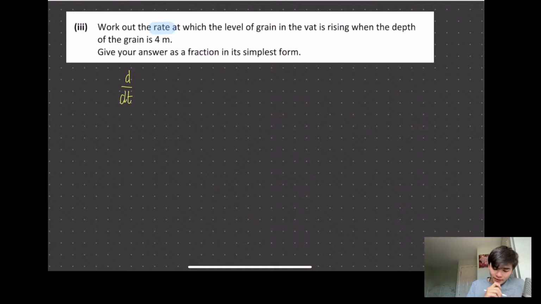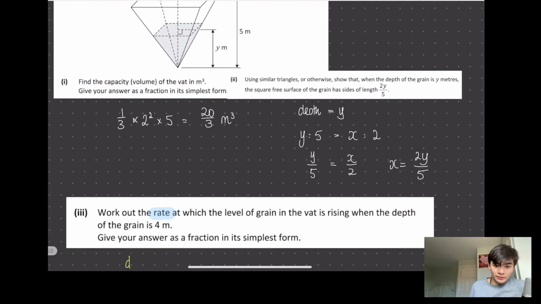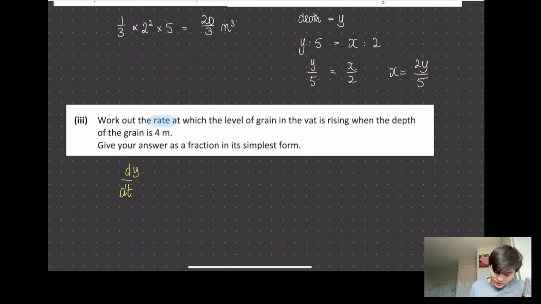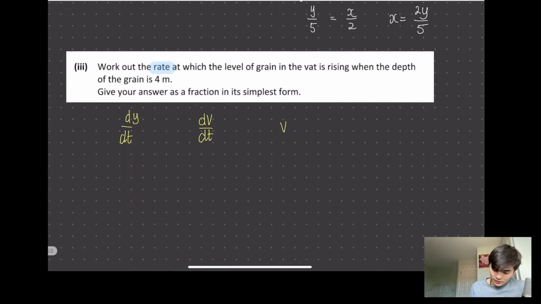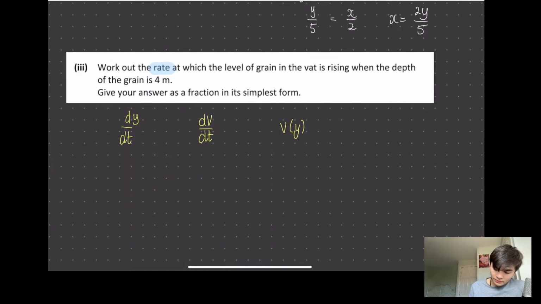Okay, so we've got something dt. Well, what's changing? I want to find how the level of the grain is changing. Which letter is that? That's y. So I want to find dy dt. What we also have is the volume changing, so at some point I'm going to have dv dt. I'm also going to have v as something that is related to y.